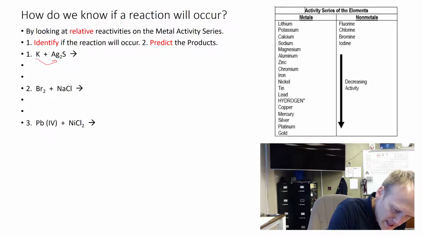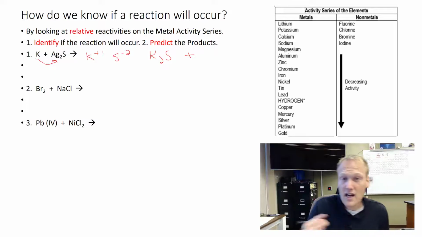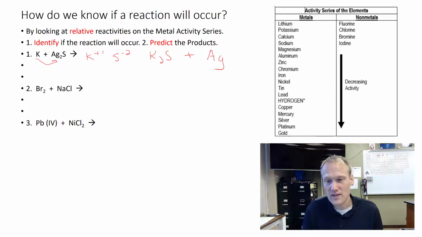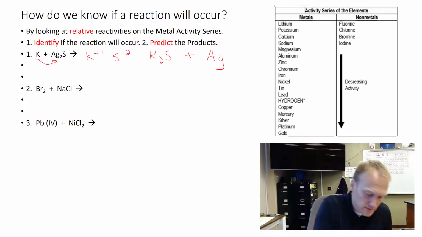So that means potassium with a +1 charge is going to bond with sulfur with a -2 charge. So we crisscross and we produce K2S. And then the other product will simply be silver by itself because it got kicked out of its relationship with sulfur. Let's look at example number 2.